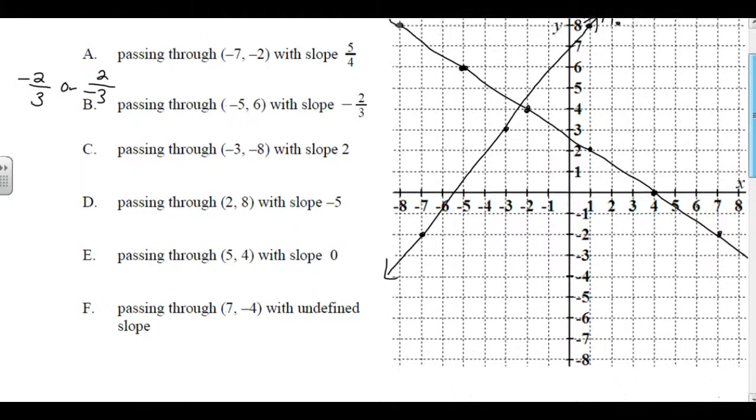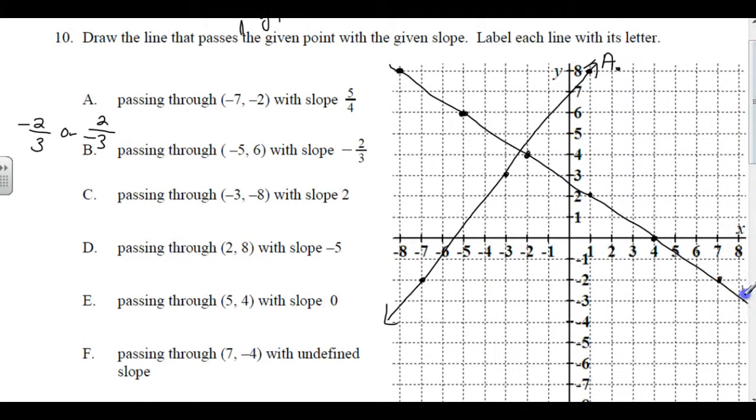And when we draw lines, there are two things that happen. We put arrows on both ends to indicate that this line goes on forever, and then we label it with the letter that we have here. Passing through (-3, -8) with a slope of 2. Think of a slope of 2 as being a rise of 2 and a run of 1.